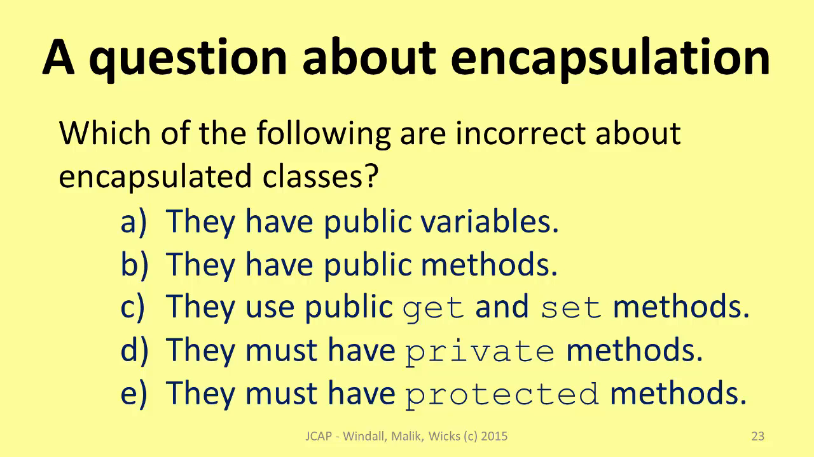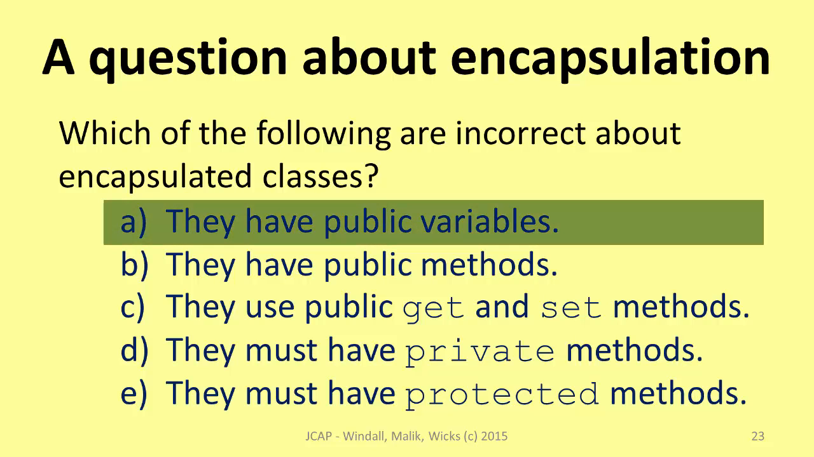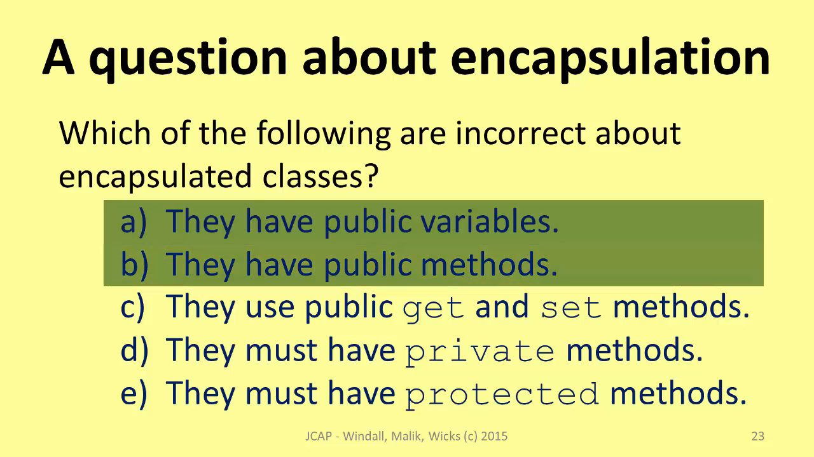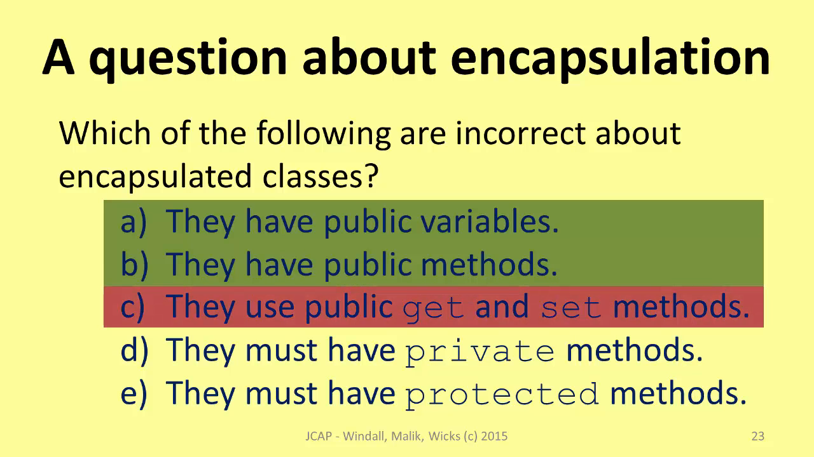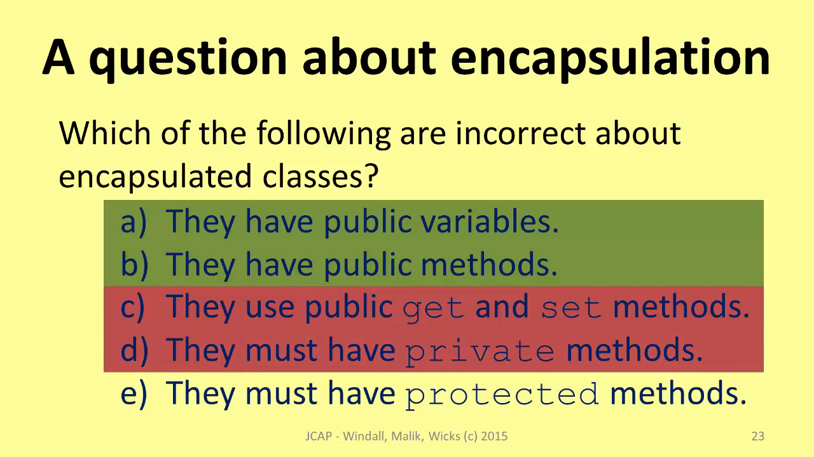So let's have a look at the first one. Do encapsulated classes have public variables? No, they don't. That is incorrect, so we tick it. Do they have public methods? No, that's incorrect as well, so we tick that one too. They use public get and set methods. That is correct, so we do not tick that one.